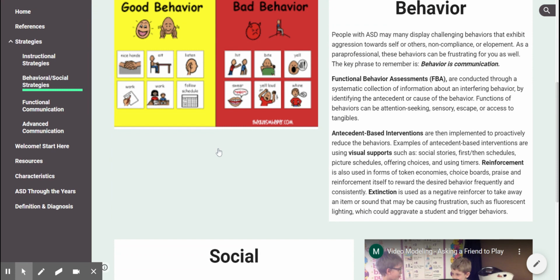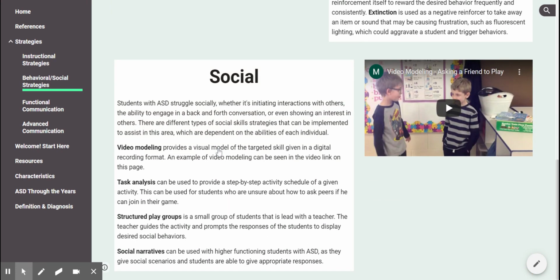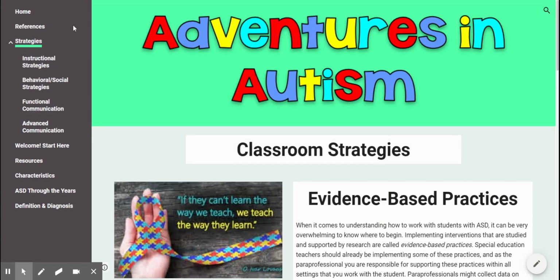Social and behavioral strategies. Some people might use antecedent-based interventions, which basically means what can you do to be proactive to prevent the behavior, such as using visual supports, offering reinforcement, and then how to extinguish the behavior as needed. And then there's some social skill strategies in here as well, such as using video modeling or a task analysis to teach those areas.